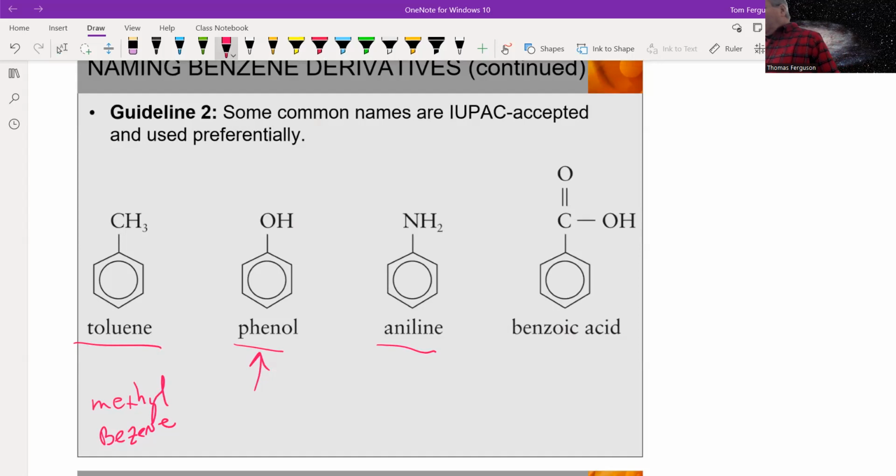Now it says IUPAC accepted. That means that these are used so commonly, like IUPAC accepts water instead of dihydrogen monoxide, but it's not the correct IUPAC name. It's IUPAC accepted.